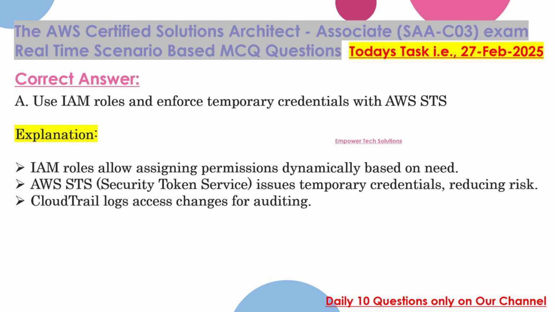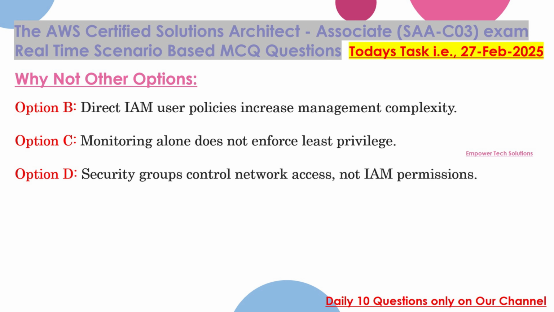Explanation: IAM roles allow assigning permissions dynamically based on need. AWS STS, Security Token Service, issues temporary credentials, reducing risk. CloudTrail logs access changes for auditing. Why not other options? Option B. Direct IAM user policies increase management complexity. Option C. Monitoring alone does not enforce least privilege. Option D. Security groups control network access, not IAM permissions.